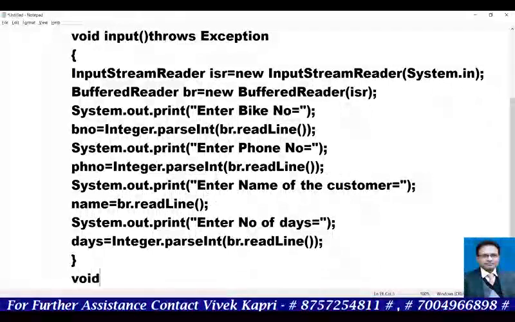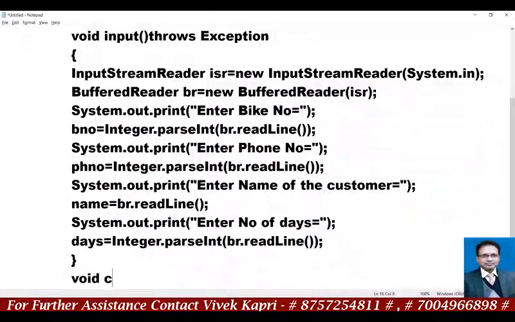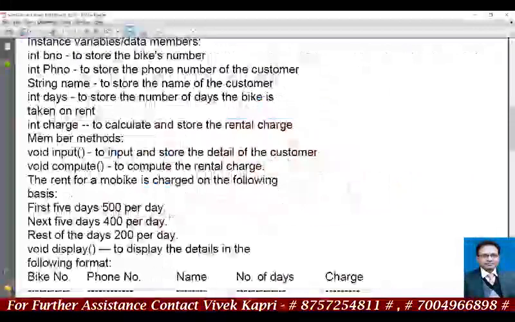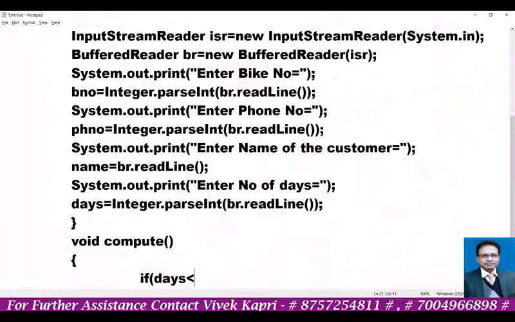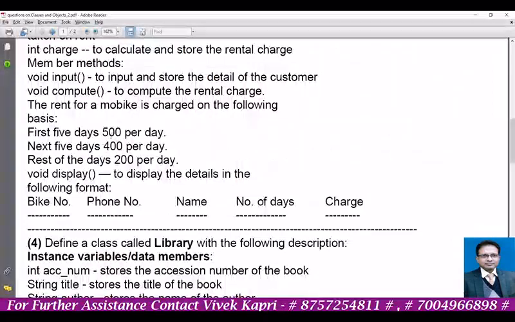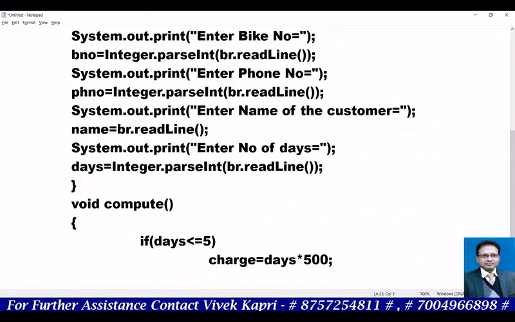Now the next function is void compute. Okay, now start computing. In the first condition, the first 5 days are given. So if days less than or equal to 5, charge equal to, for the first 5 days, 500 per day. So the calculation will be days into 500. It's very simple, the charge will be as per the days.